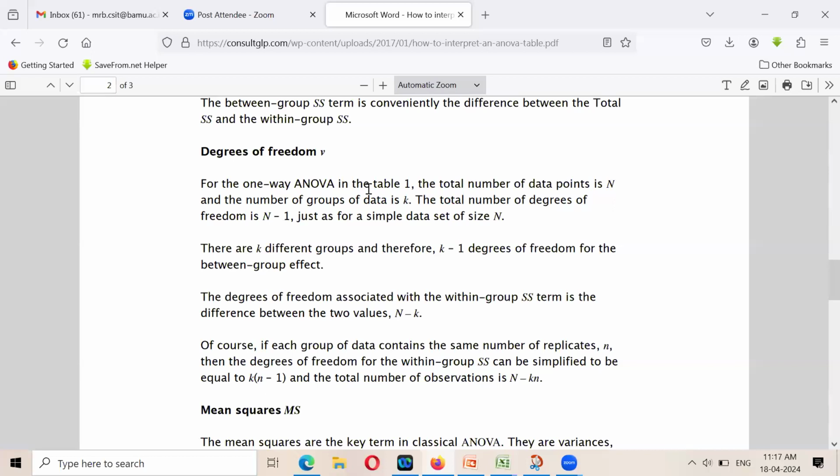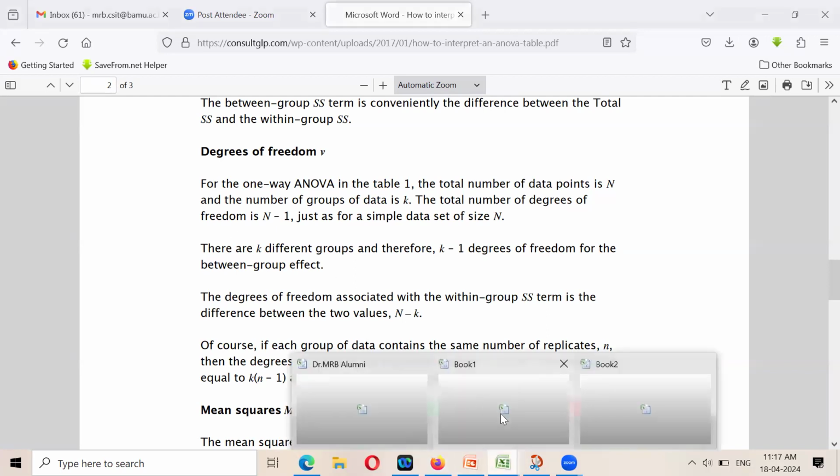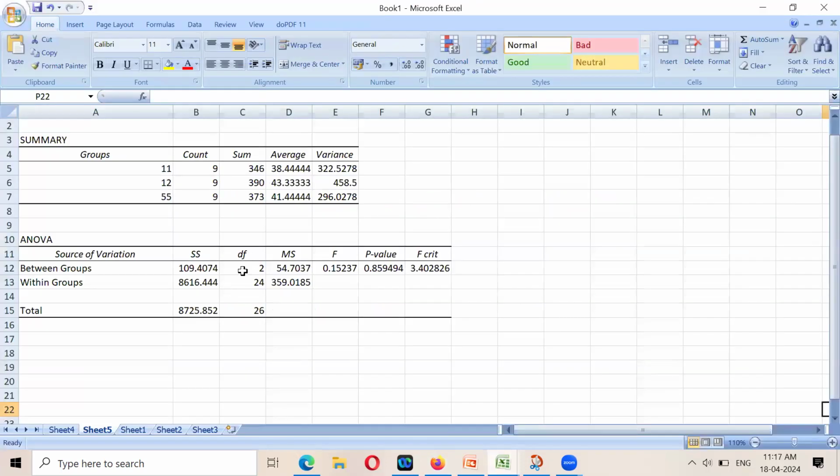Now why do we need this? Because we are comparing the groups. While comparing, we need to find out the differences. Difference is nothing but the subtraction. Suppose we want to compare one group with another, so we need to find out some differences while subtracting. So that's the reason for the degree of freedom. Here you can see the degree of freedom is 2. So why is 2 there? Because the number of groups is 3, so 3 minus 1 is 2.